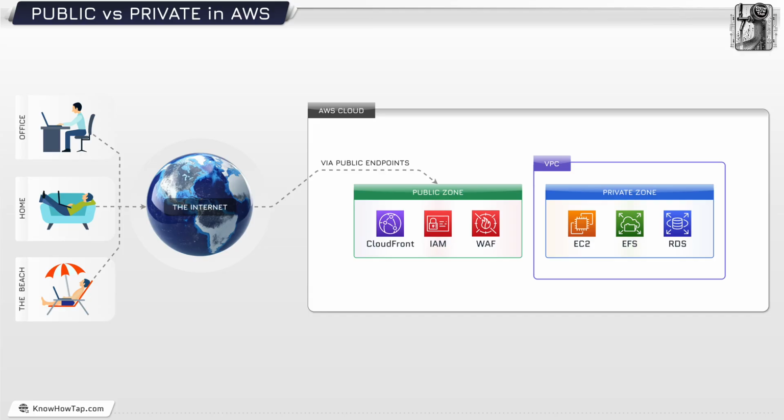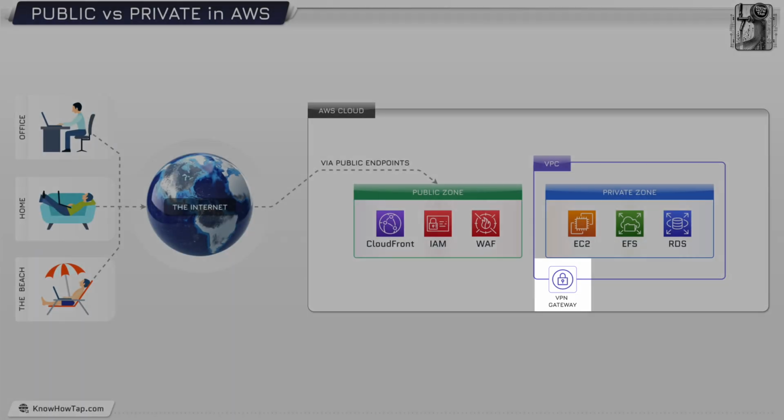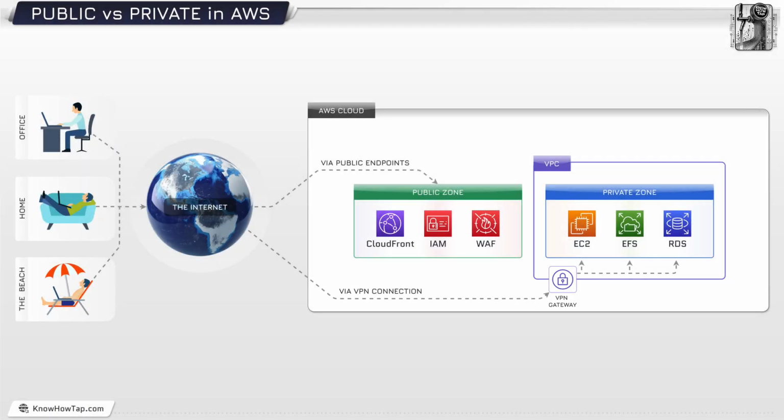One common way to access private resources is through a VPN connection. A VPN extends your network into AWS, allowing you to reach private resources without exposing them to the public internet.